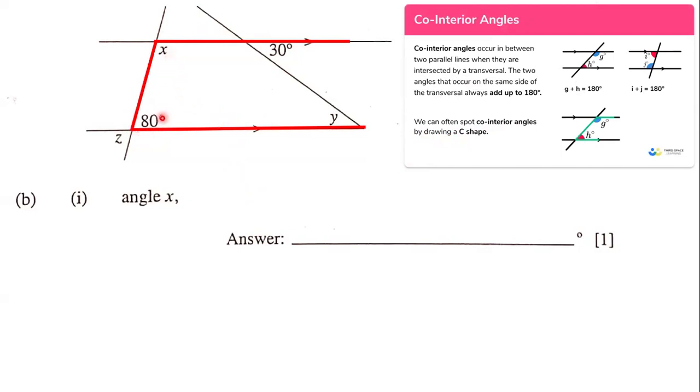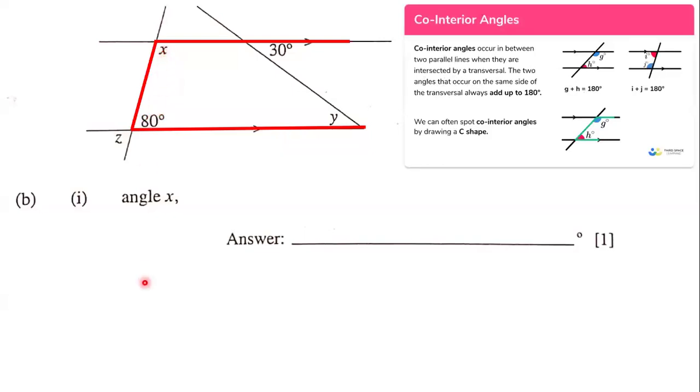Indeed, angle X and this angle whose size is 80 degrees, these are co-interior angles. What do we know about co-interior angles? Here we have G and H, which are co-interior angles. As you can see, we have the C here, and these two angles, G and H, are co-interior angles. And it says here that G plus H equals 180 degrees, which means that co-interior angles add up to 180 degrees.